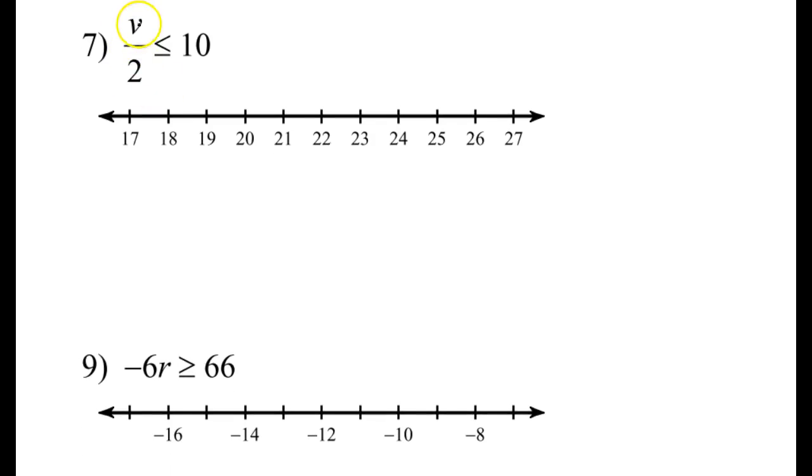Number 7, what divided by 2 is 10? What number divided by 2 is 10? 5 divided by 2 is 2.5. 20. 20 divided by 2 is 10. So if this is division, you must multiply it. Multiply by 2. 2 on top and 2 on the bottom cancels out. And you get 10 times 2, which is 20.